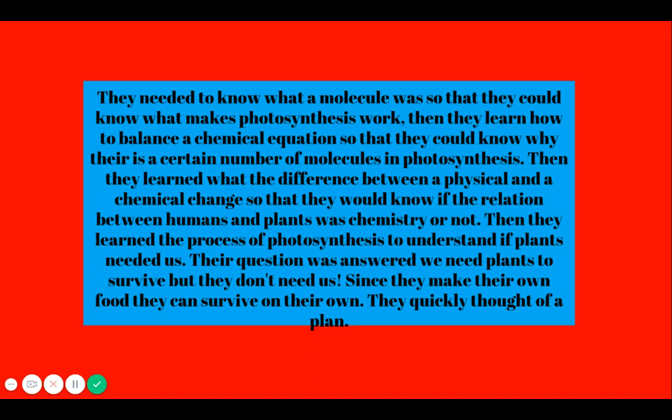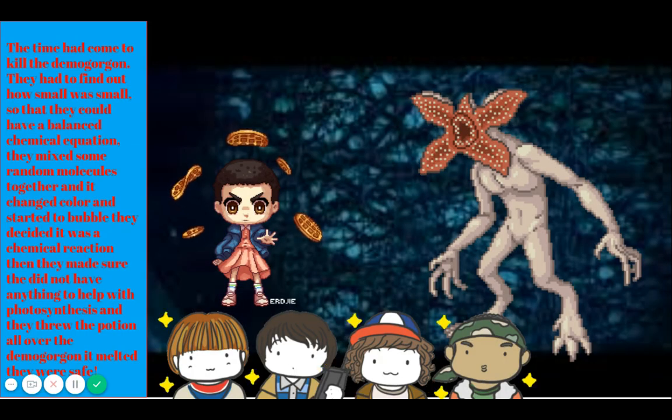We need plants to survive, but they don't need us. Since they make their own food, they can survive on their own. They quickly thought of a plan. The time had come to kill the Demogorgon.